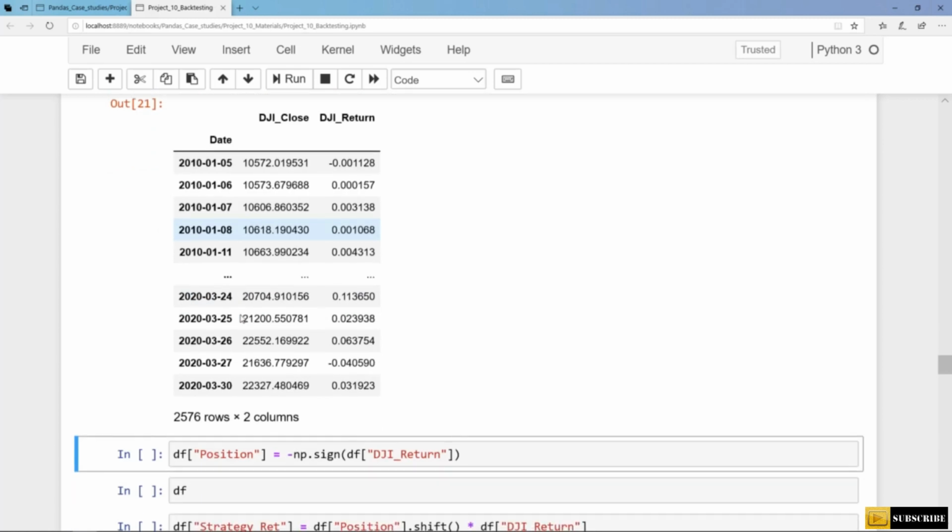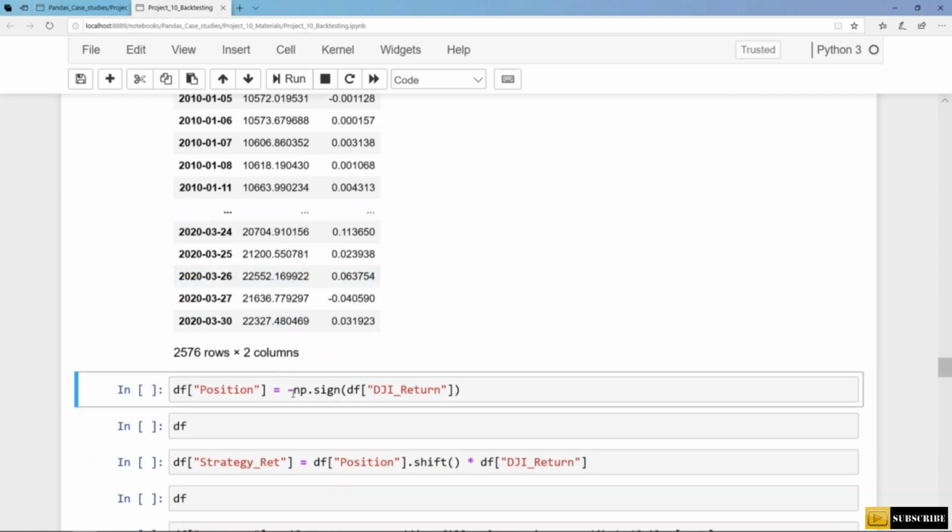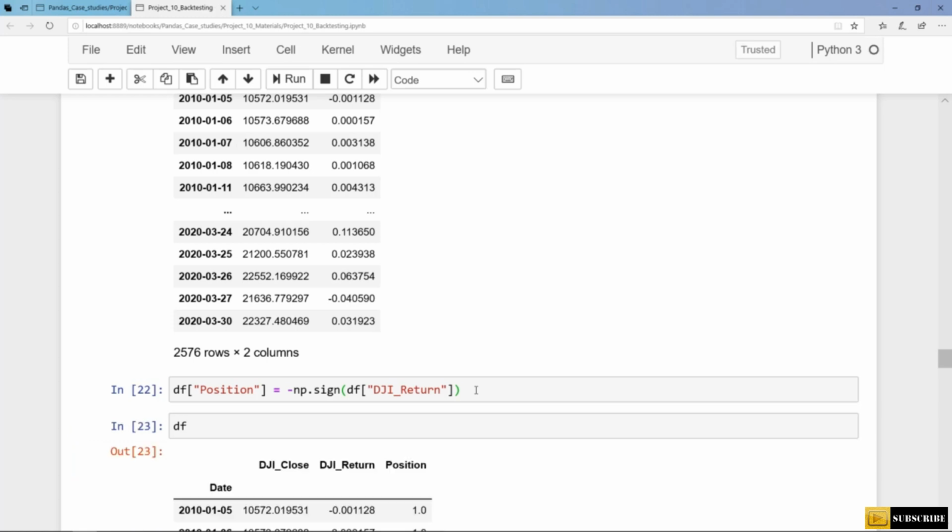And now there's only one minor difference between the previous strategies, so the momentum strategy and the contrarian strategy. So we add here a minus sign. And by doing so, we actually create the opposite positions than we had before. So let's have a look here.